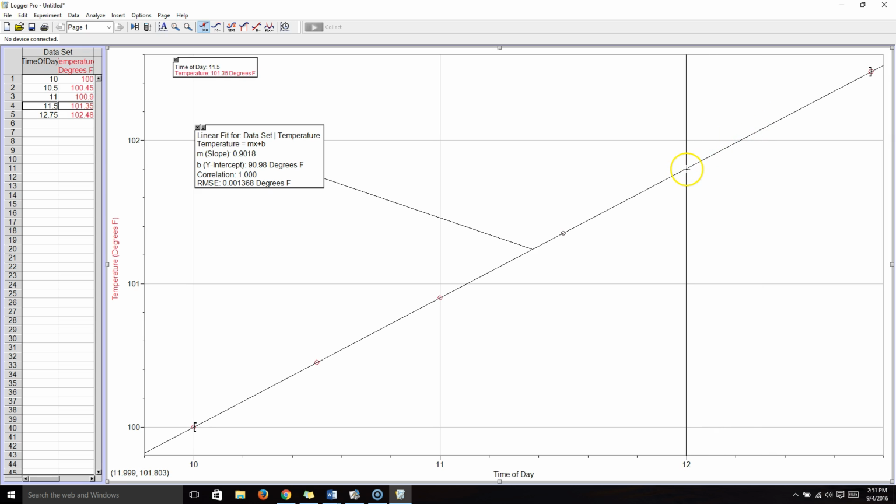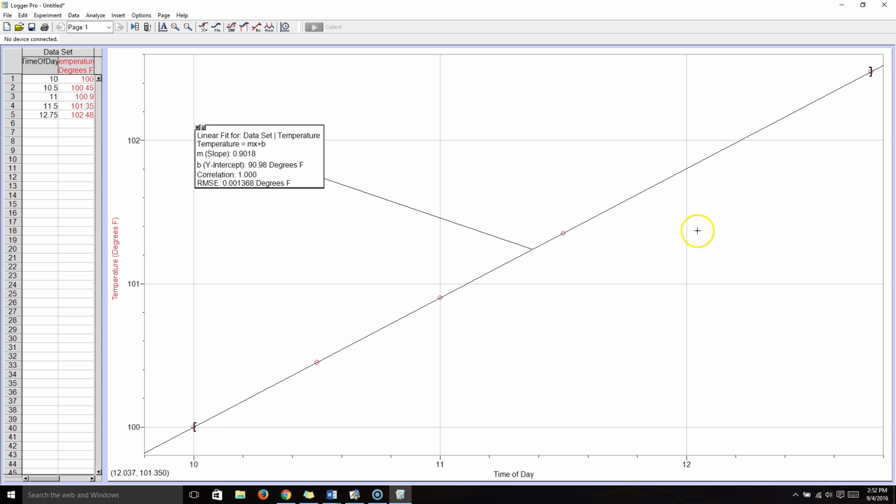So at about noon, it looks like you're looking at a temperature of about 101.8. You can see that down here in the bottom. You don't want to look up here necessarily. We'll get rid of that because that's just doing it to the nearest plotted point. But if we put it here, you'll notice down in the bottom, it's about 101.8 for 12 o'clock.